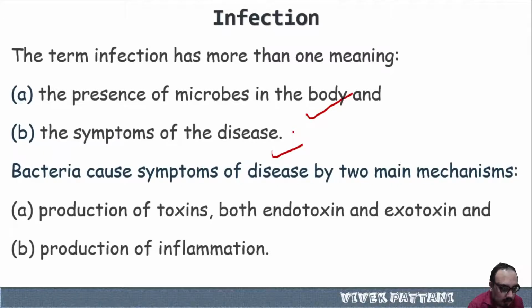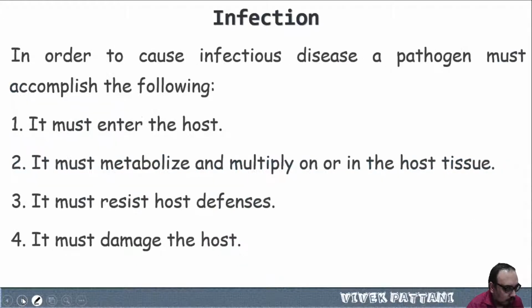But in the scenario where a beneficial mutualism is present, both the host and the rhizobium are benefited. And the symptoms of the disease may arise by two main mechanisms: one by production of toxins, which may be endotoxin or exotoxin, and also the production of inflammation, which occurs in the human body.